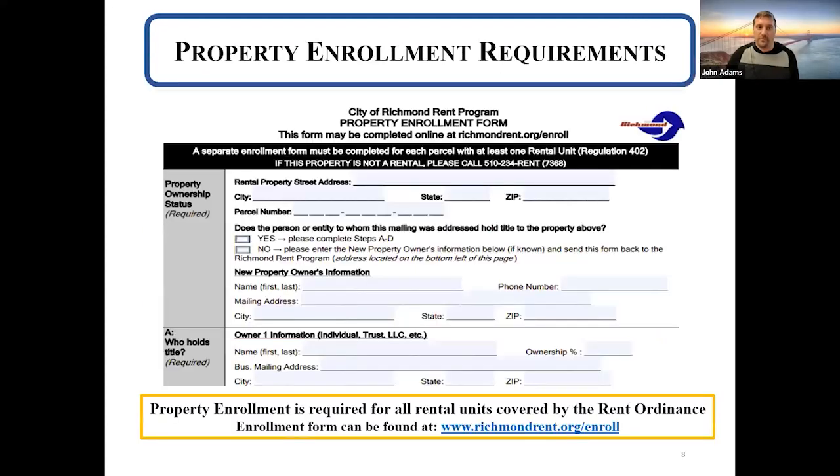There are two forms that landlords may have to complete. The first is the property enrollment form.